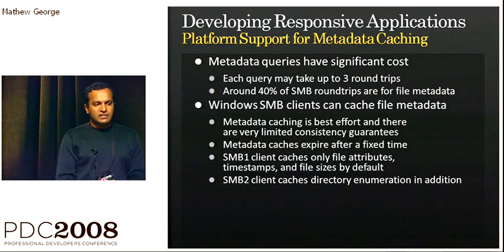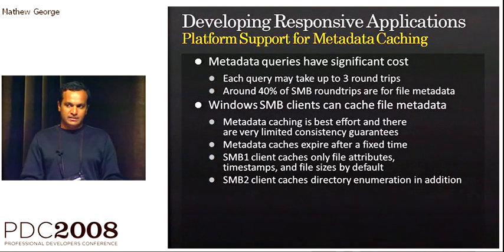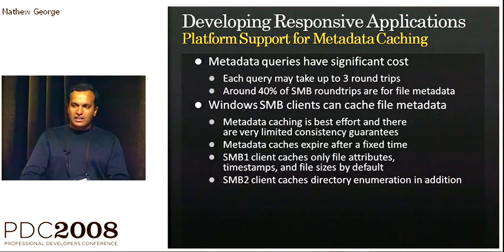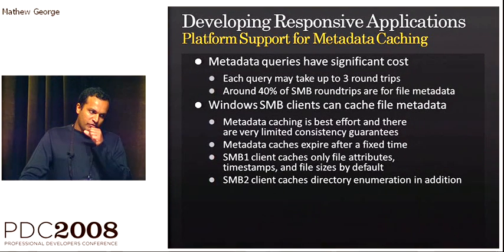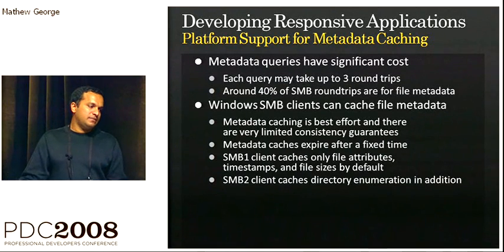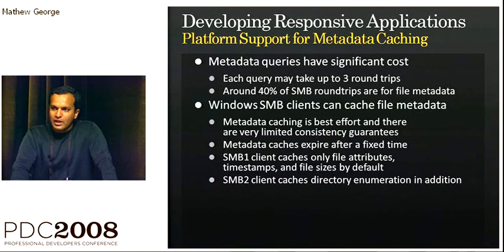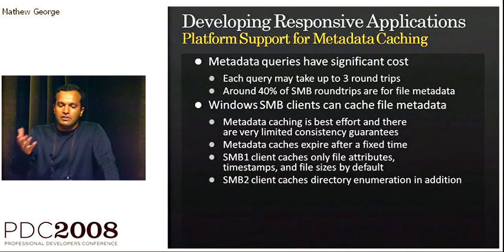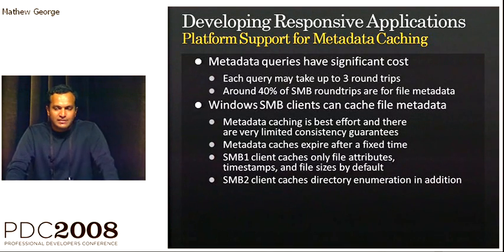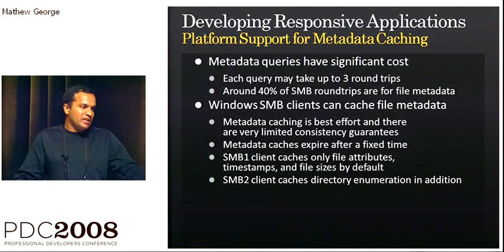Now, SMB1 caches file attributes, and can cache timestamps and file sizes. So if you do get file attribute calls on SMB1, you would often not see network frames because the data is cached. Now, SMB2 also caches directory enumerations in addition. So if you do a dir or anything which involves a directory enumeration, the directory enumeration is cached, and then you can satisfy directory queries from the cache subsequently.